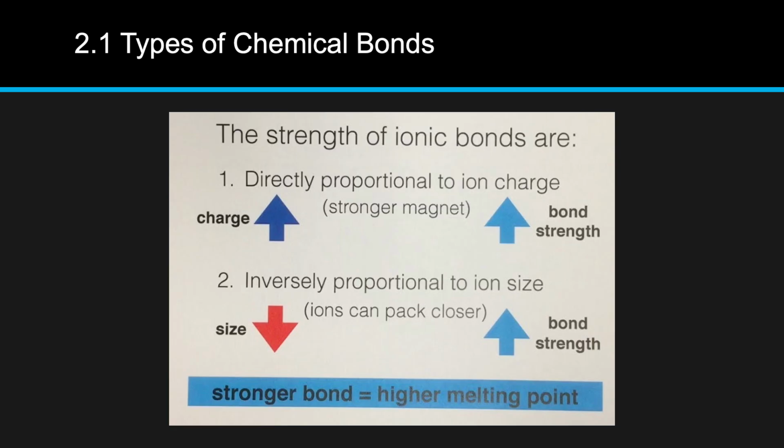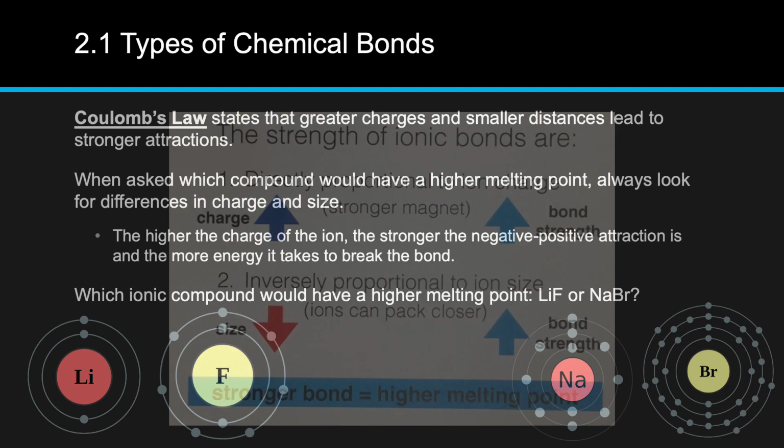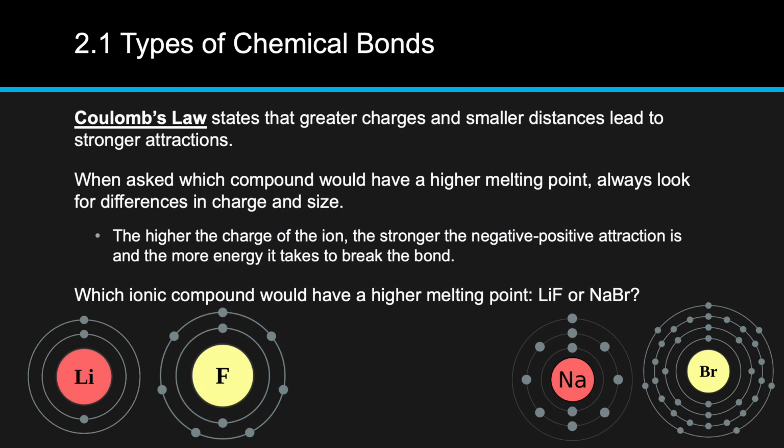When we put all of this together, we know that a stronger bond is going to mean a higher melting point because we have to put more energy in order to break those bonds. So let's do an example of that. Which ionic compound would have a higher melting point, lithium fluoride or sodium bromide?